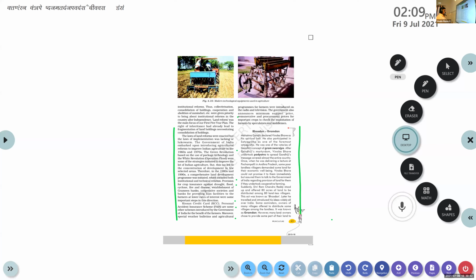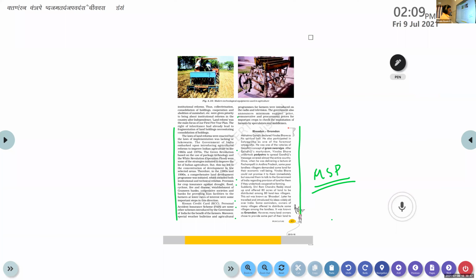Then we discussed the importance of minimum support price, MSP, another initiative by the government to support the farmers. Next, an important question that has been asked in the board examination a number of times: the Bhoodan and Gramdan movements. Write a short note on the Bhoodan movement or the Gramdan movement, or explain what the Bhoodan or Gramdan movement is.